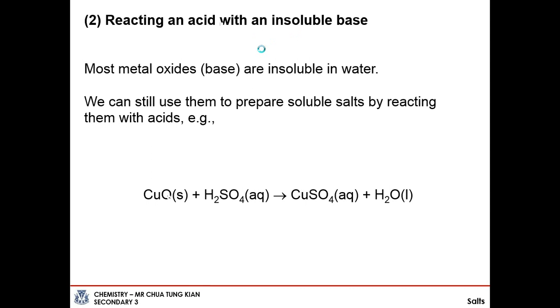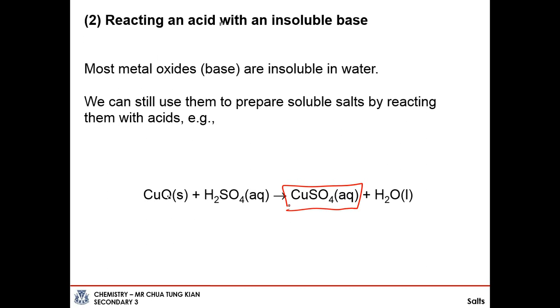Alright, the next method of preparing a soluble salt is to react the acid with an insoluble base. So again, the salt is soluble. So at the end of the day, we must try to make sure that the reaction mixture at the end of the day only contains the salt with something else. Okay, the salt with something else.